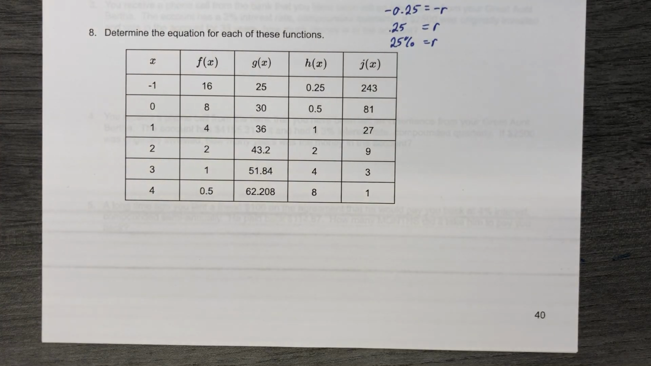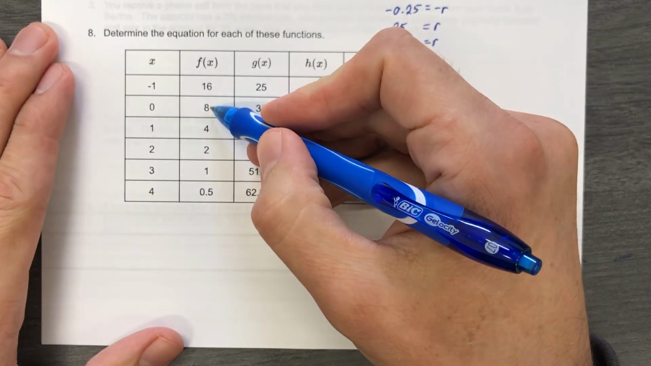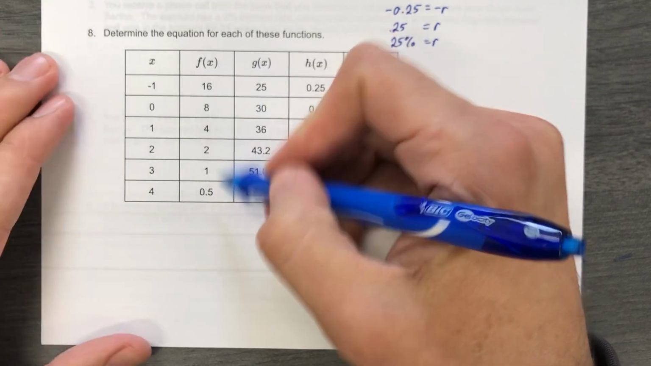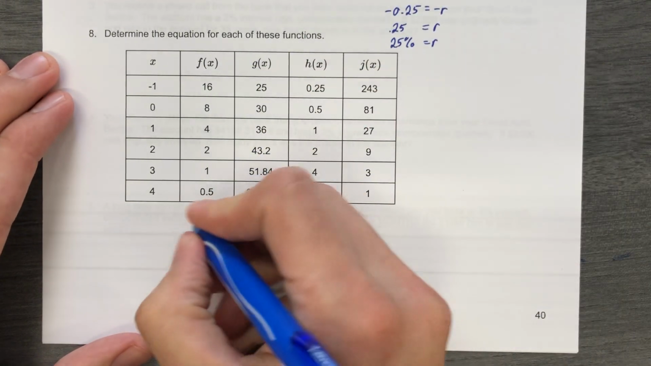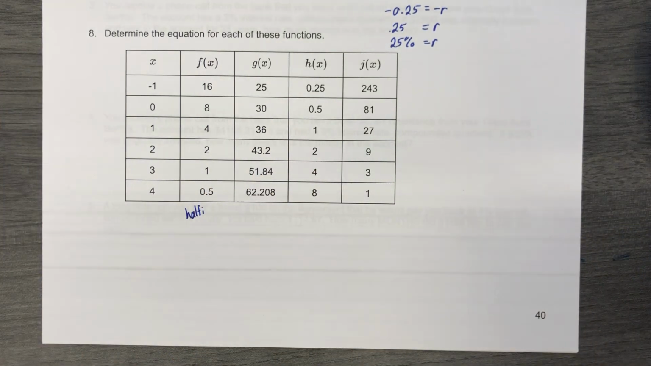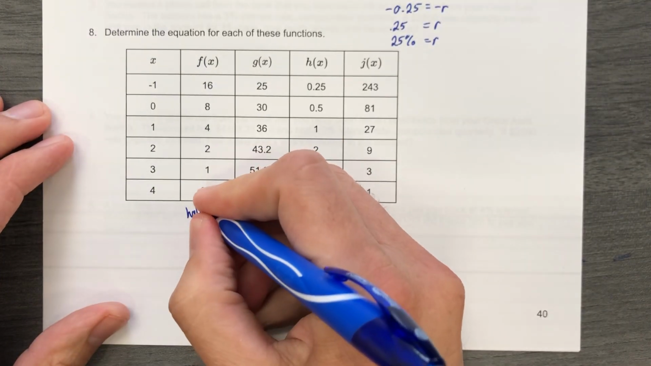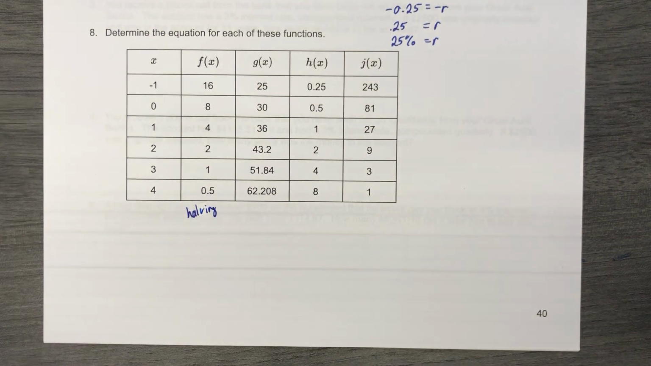Let's determine the equation for each one of these. First of all, let's decide if it's growth or decay, if it's even exponential. So let's just sniff through each of them and see what's happening. 16 turns into 8, which turns into 4. Okay, so this one, f of x, is halving. This is halving. I'm just making some notes.